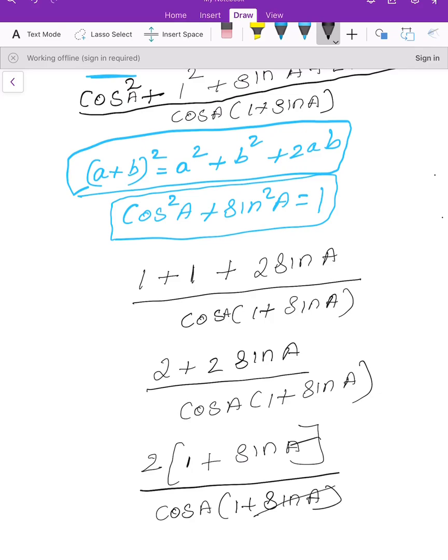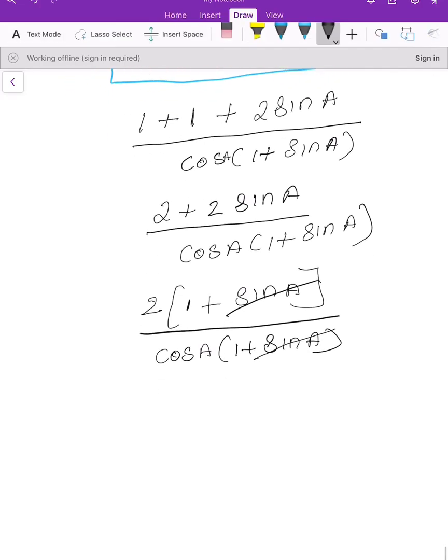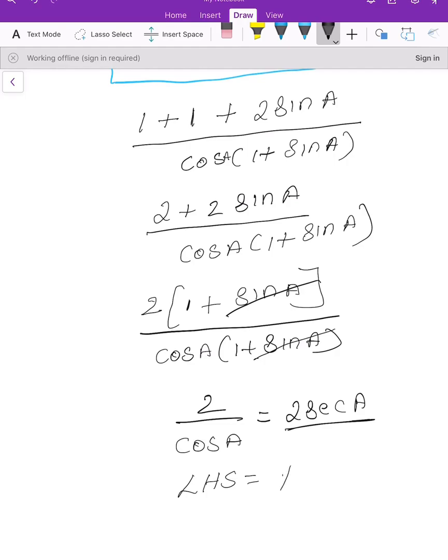This 1 plus sin A, 1 plus sin A will get cancelled. So what is remaining is 2 by cos A. 1 by cos A is secant A, so it is 2 secant A. My right hand side was equal to 2 secant A. Now I proved my left hand side is equal to my right hand side. If you have any doubts, please comment, I'll help you out in solving again for you.